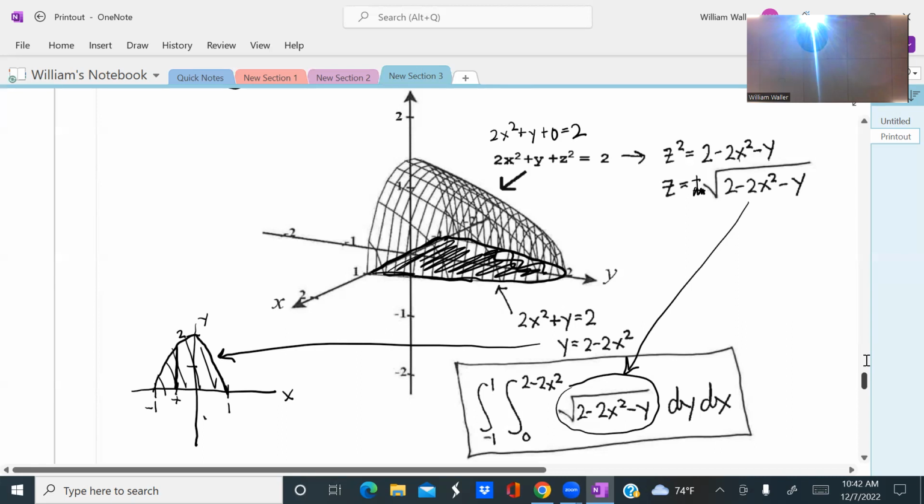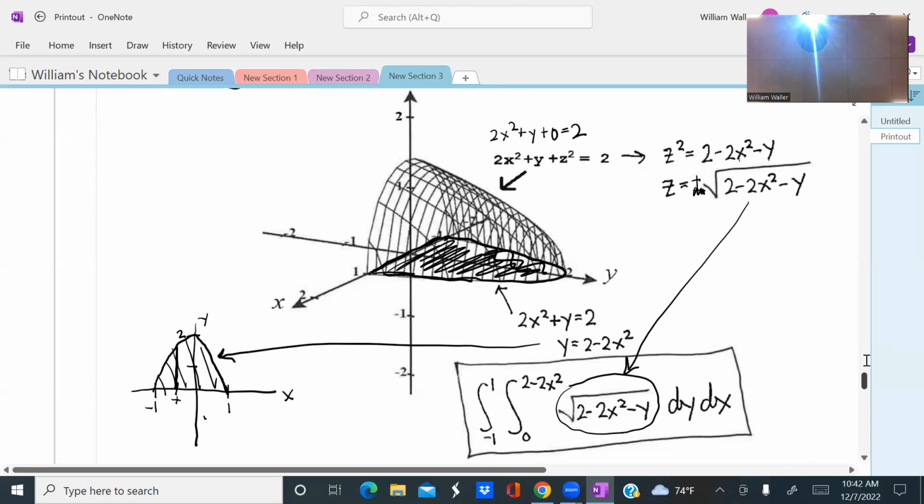That's the inner integral. How does x change in this picture? X goes from -1 to 1. So we're not evaluating that, fortunately. That might be challenging to evaluate, right? But we're not evaluating that.